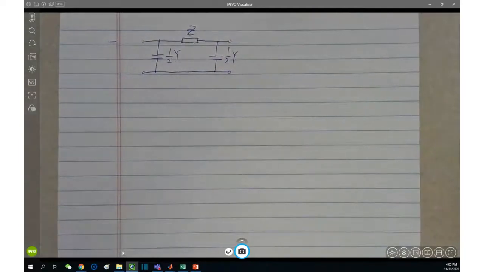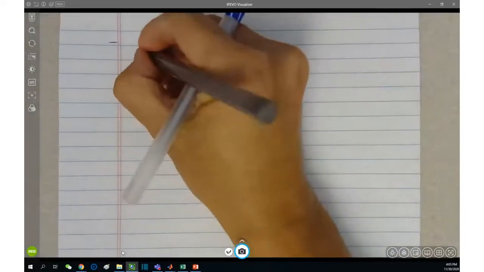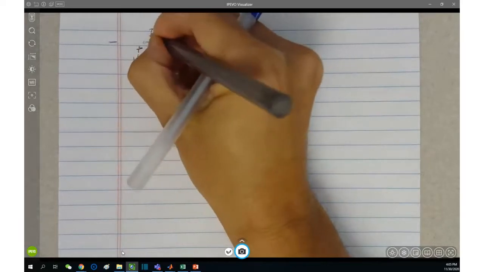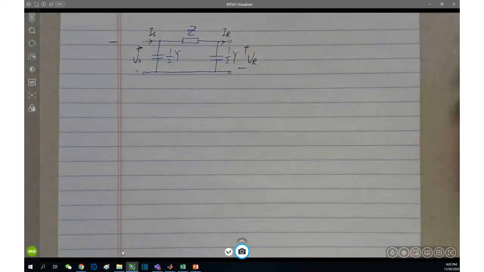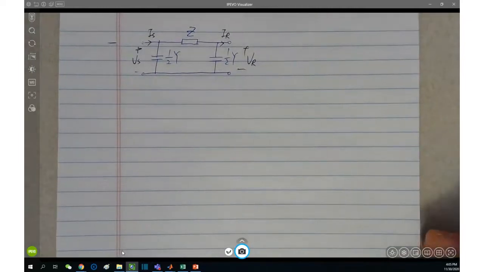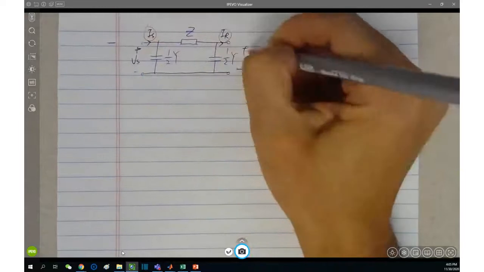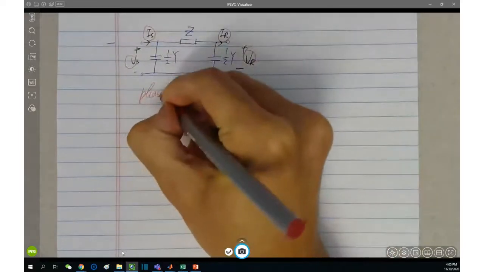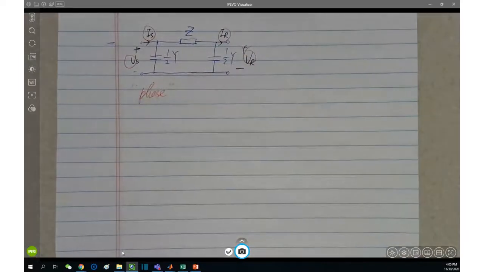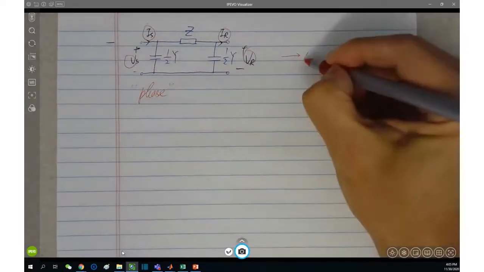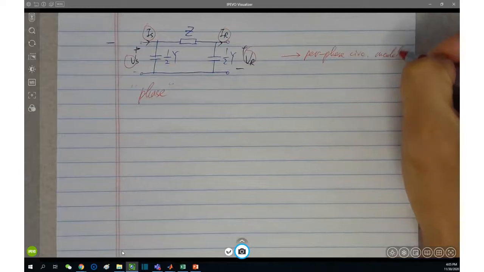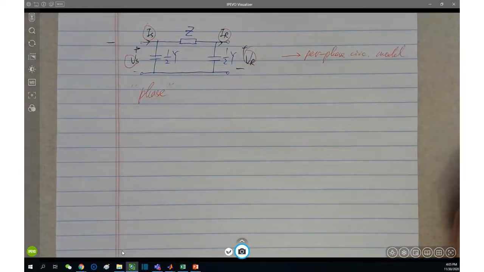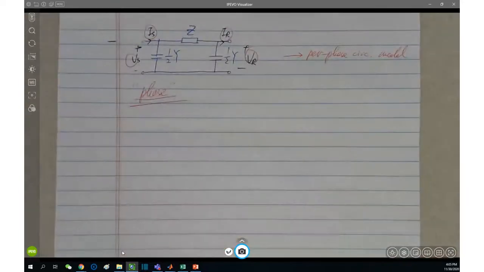We have this sending end voltage and current, and the receiving end voltage and current. The first thing you need to be very careful about is that all of these voltages and currents are phase quantities. Phase voltage, phase current, and this is of course also the per phase circuit model. This is very important. Everything in our equation formulas is in terms of phase quantities, not line ones.